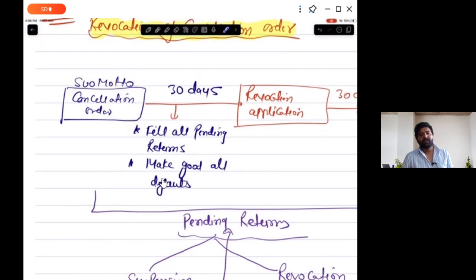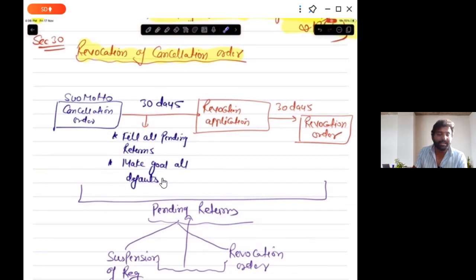Of course, there is an extension period: the commissioner or joint commissioner may extend it by 30 days, but normally the time limit to file a revocation application is 30 days from the cancellation order. So once my GST number got cancelled, I will get 30 days to revoke it. For this, I need to file all my pending returns because of which my GST got cancelled, or clear any tax due or any other reason, and make all that default good. Then only they will allow me to file a revocation application. And once my revocation application is filed, then the department has an option that they can revoke my cancellation order.